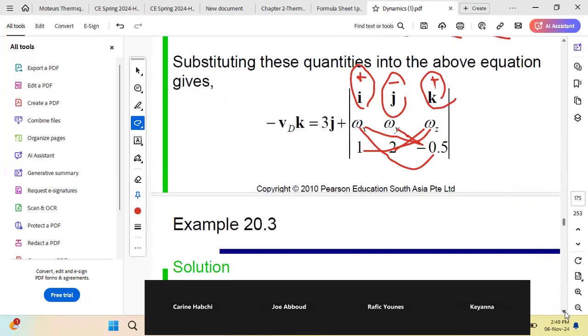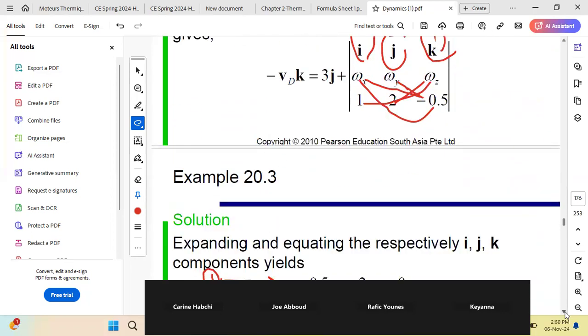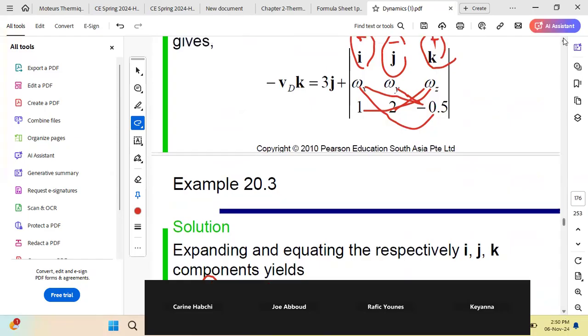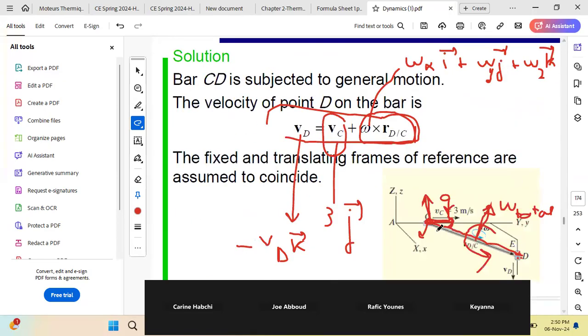So total omega is perpendicular to the plane of motion, the plane of rotation, at that instant, and CD is in this plane, this line is in this plane. You decoupled the translation and the rotational effect.